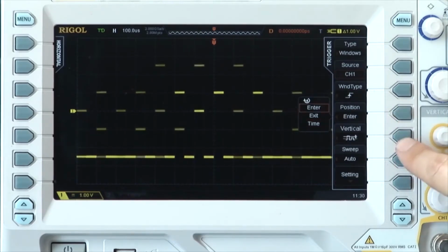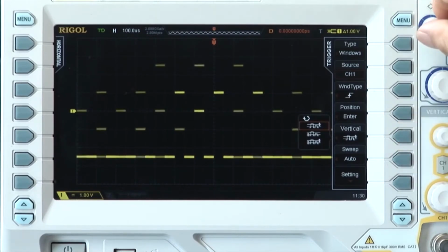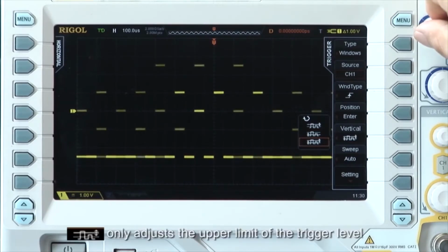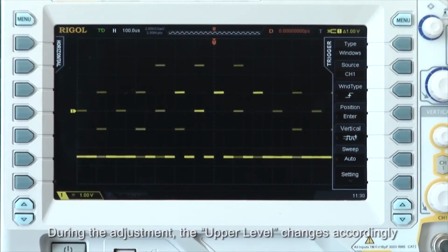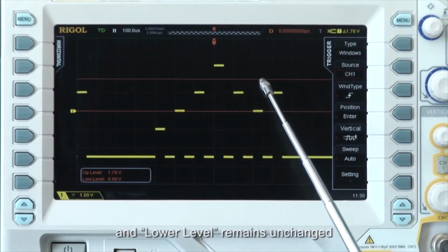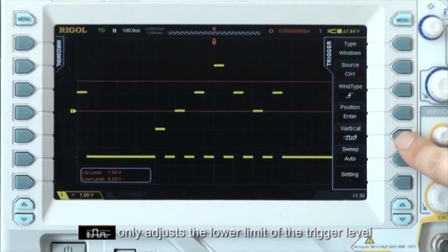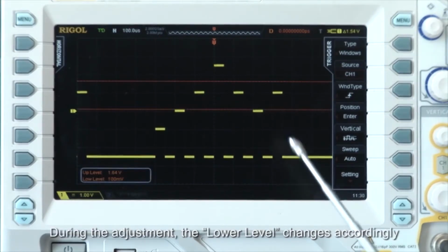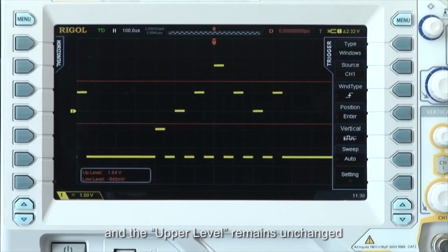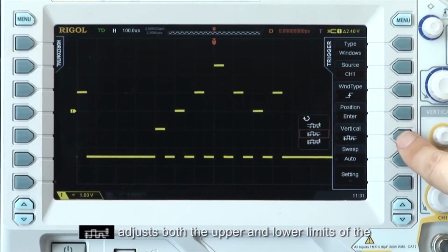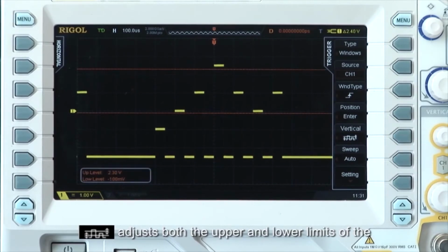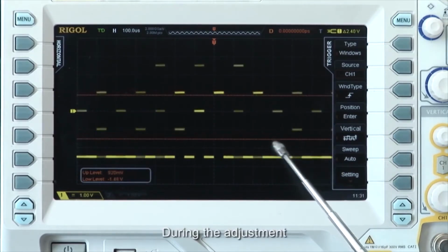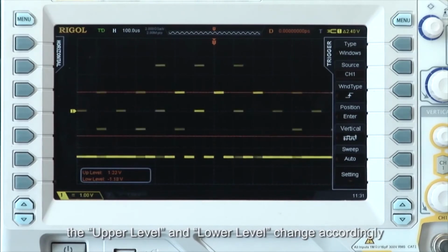For the vertical window, the upper limit only adjusts the upper limit of the trigger level. During the adjustment, the upper level changes accordingly, and the lower level remains unchanged. With the lower limit, we'll only adjust the lower limit of the trigger level. During the adjustment, the lower level changes accordingly, and the upper level remains unchanged. Both adjusts both the upper and lower limits of the trigger level at the same time. During the adjustment, the upper level and lower level change accordingly.